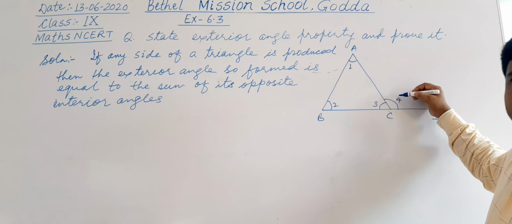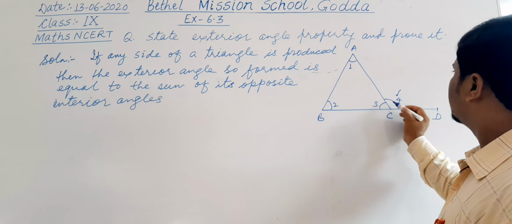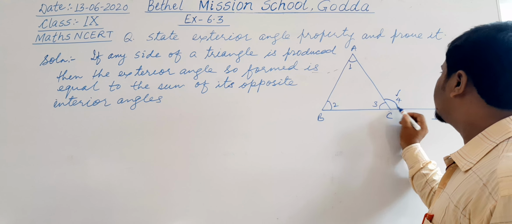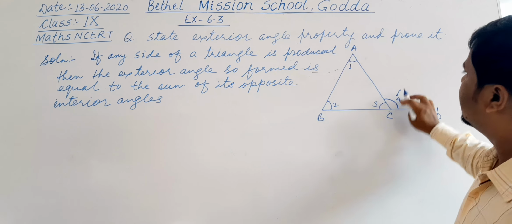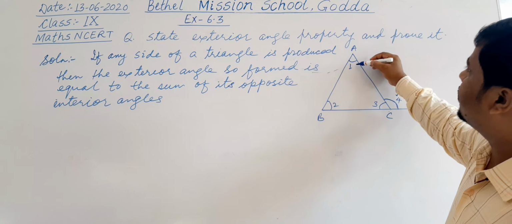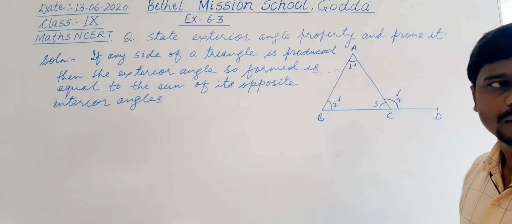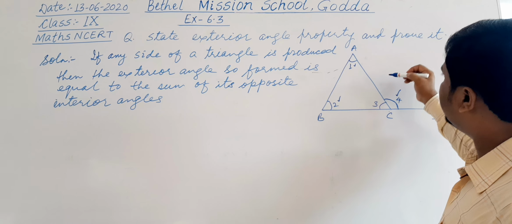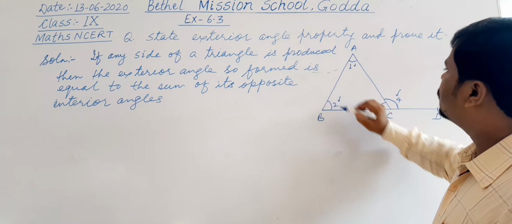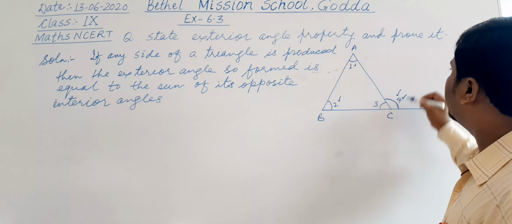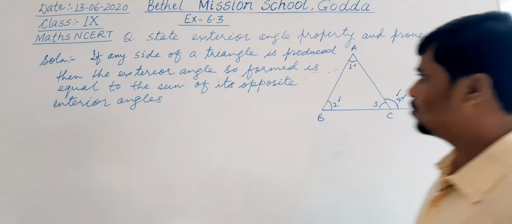Angle 4 is the exterior angle. So what will be the opposite interior angles of this exterior angle? Its opposite interior angles will be 1 and 2. Means the sum of angles 1 and 2 will be equal to angle 4. That we have to prove.